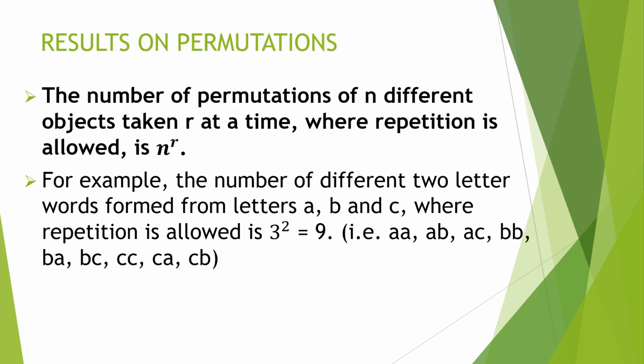Results on permutations. The number of permutations of n different objects taken r at a time where repetition is allowed is n raised to r. That means, for example, the number of different 2-letter words formed from the letters A, B and C where repetition is allowed is 3 squared, which is 9. Why? Because you know that A and A repetition is allowed. So AA, AB, AC, BB, BA, BC, CC, CA and CB. Again, CA and AC are different because, remember, in permutation, order is important.